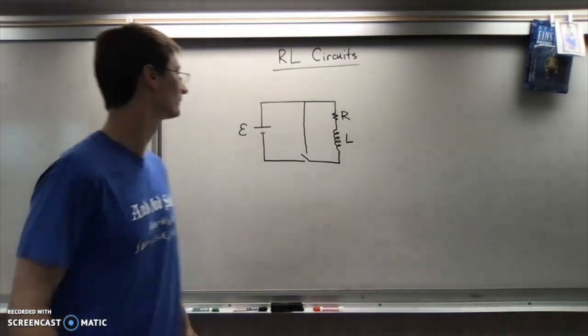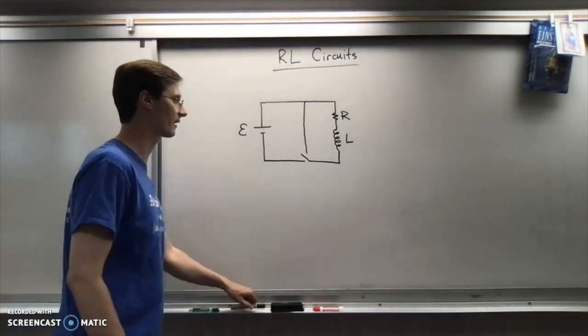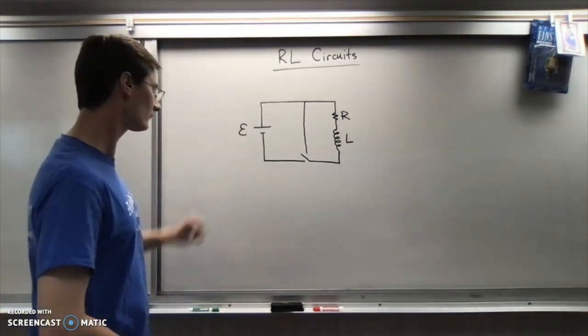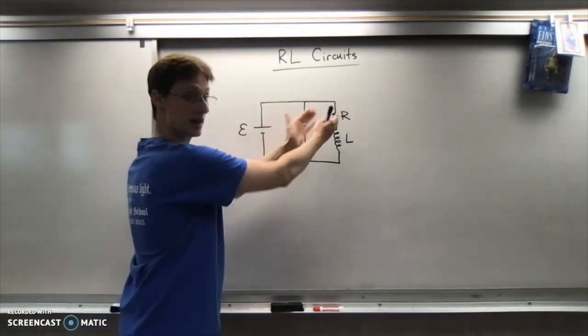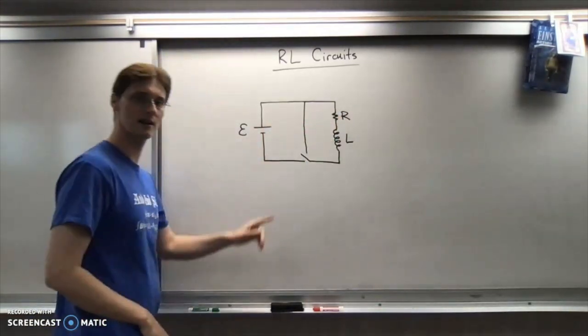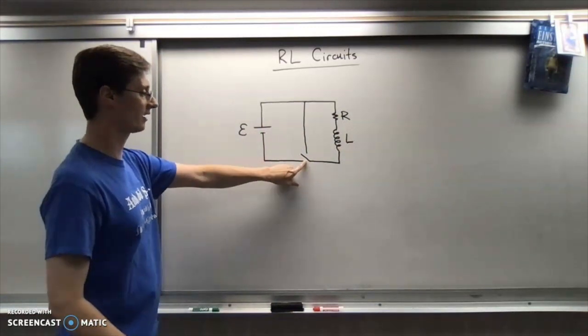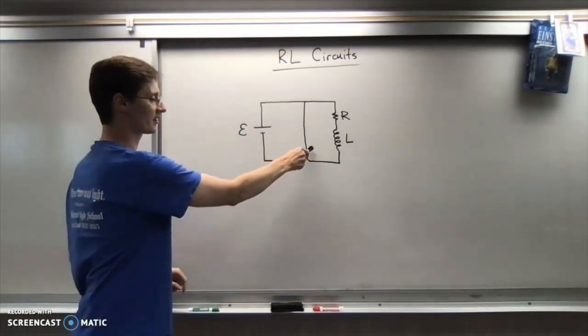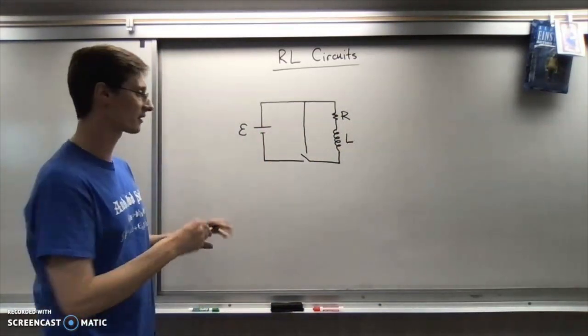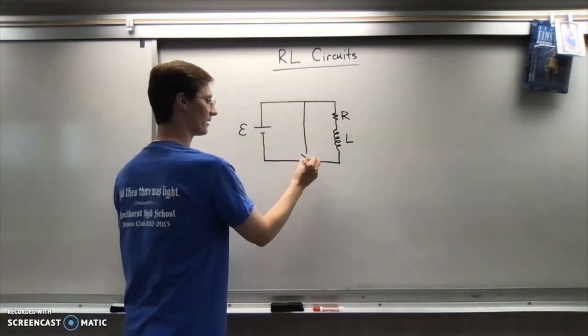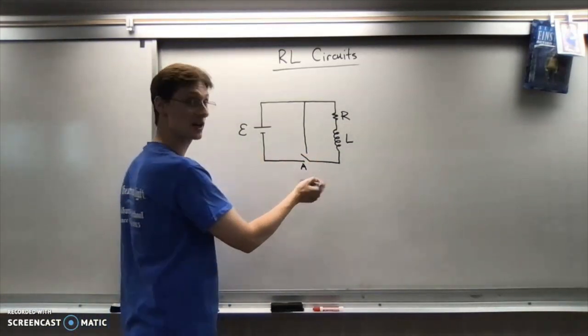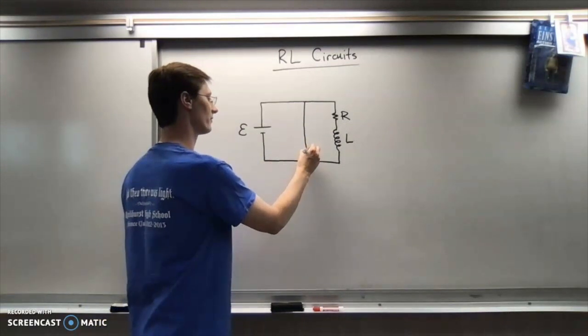All right. Okay, so the RL circuit. We've got an EMF, we've got a resistance, we've got an inductor, and then this switch can move between, say, this position and that position. We're going to start off by putting it right here into, I guess we'll call it position A, connected up to the EMF.